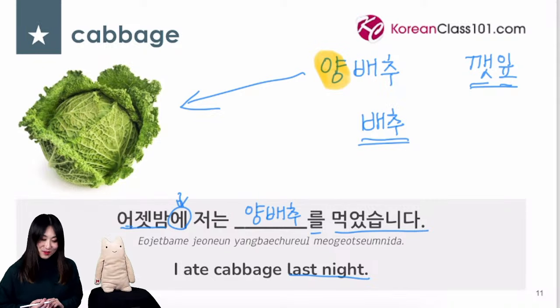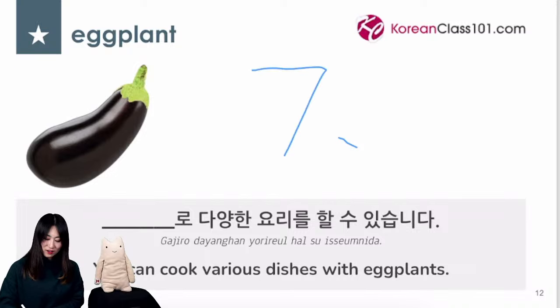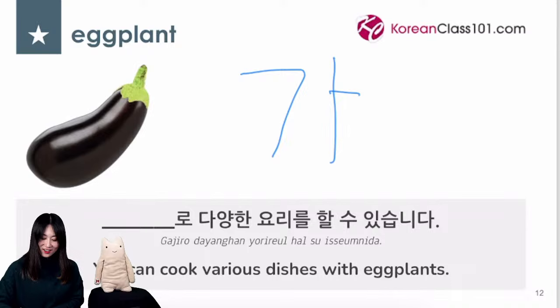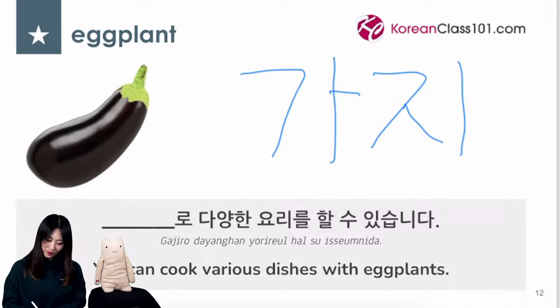Okay, great. And here's the next example. John, do you know how to say eggplant in Korean? It's simple. Let me write it big. 가지. Yes, 가지 means eggplant. So here's an example sentence.